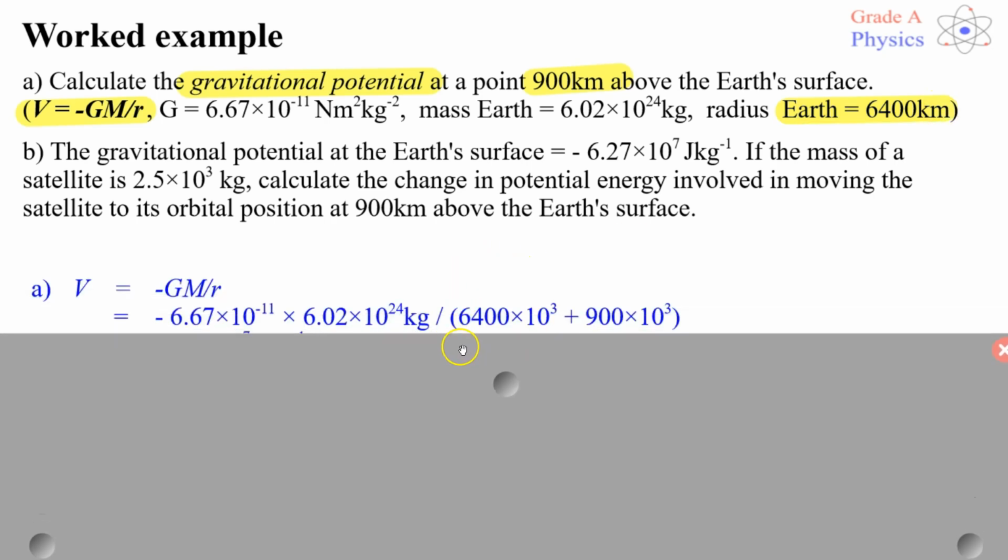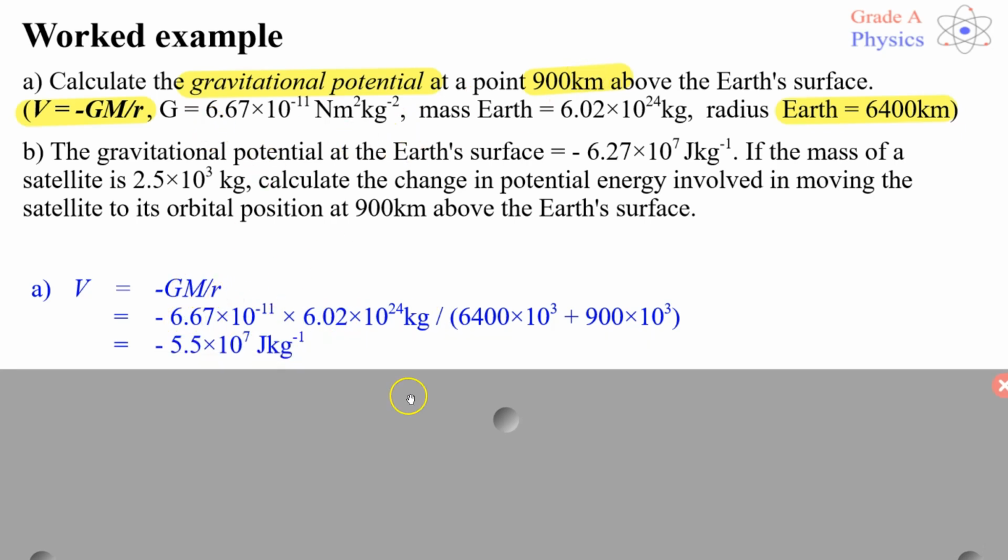So we've got the right formula, hopefully. Big G, we know that. The mass, there's only one mass, that's the mass of the Earth. And we're going to divide by R. Be careful, it's not R squared, it's just R. Very, very common mistake. And we need to add together the radius and the height in metres, so this is times by 1,000, and we're going to get this value here.